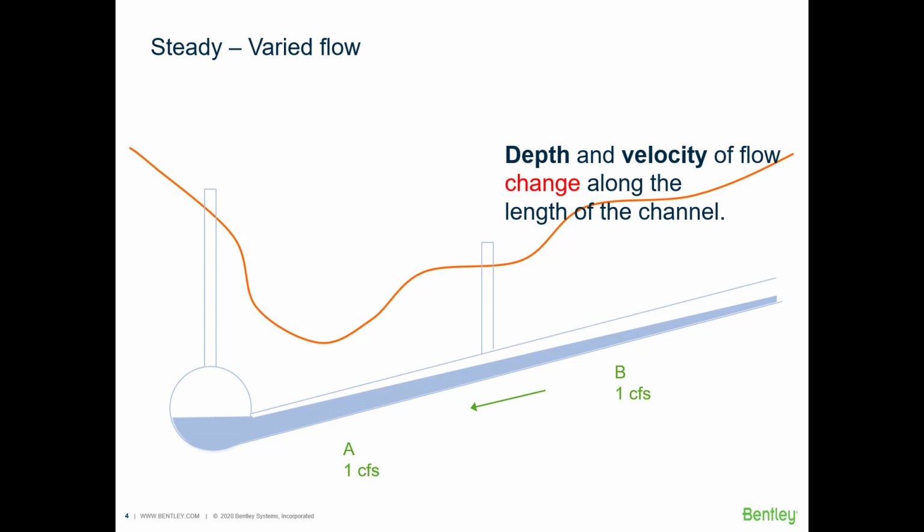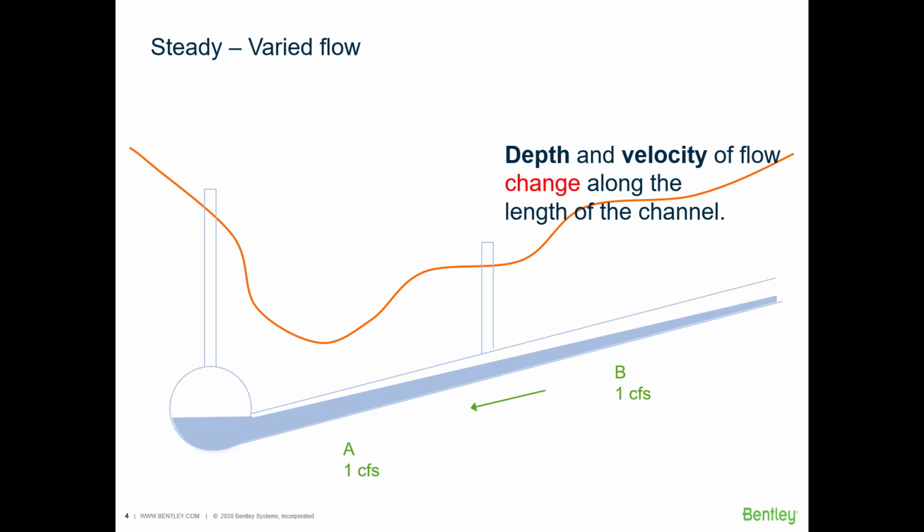Here's a steady situation, but now it's varied flow. So with steady varied flow, flow remains constant over time. But as you can see in the picture, depth and velocity change along the length of the channel. Why could that be? It could be a result of a change in channel geometry, so we'd be talking about non-prismatic channels. It could also be that the slope is changing along that length of channel, or it could be influenced by a flow control.